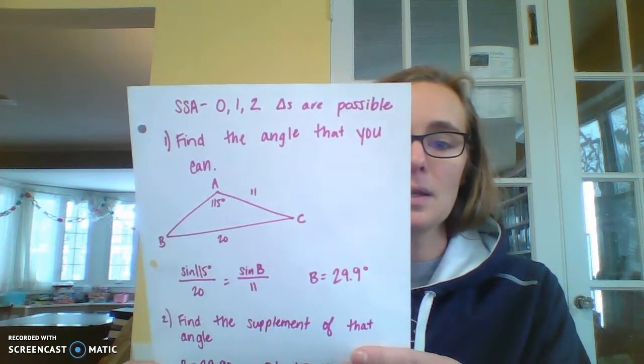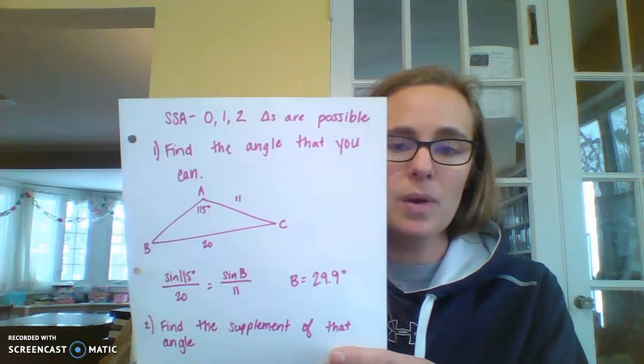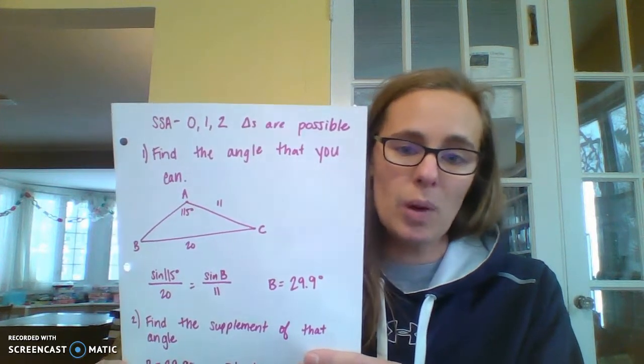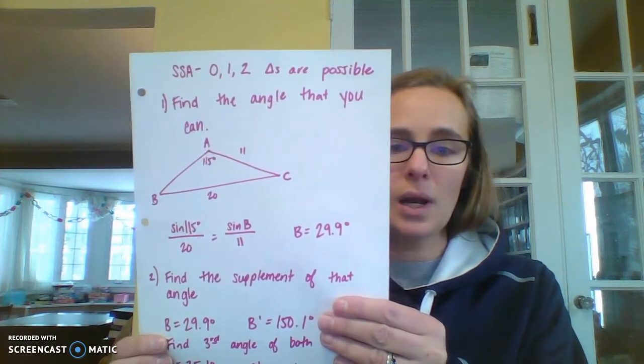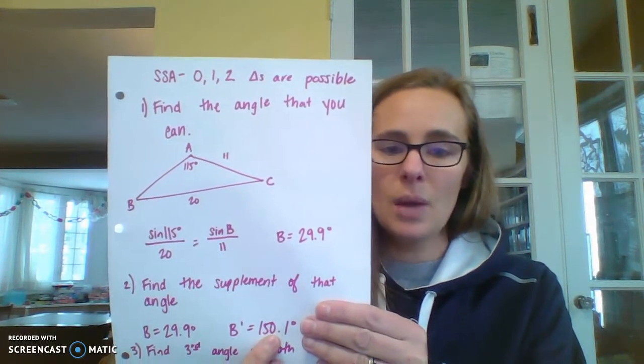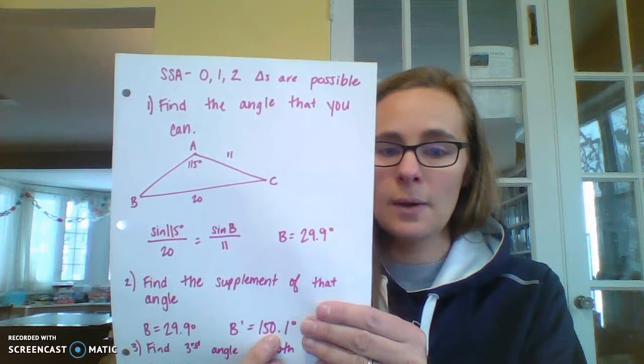The next step is find the supplement of that angle. So remember, supplement is when they add up to 180 degrees. So again, pause, find the supplement, come back. So you should have that B then is 29.9 degrees, B prime. The supplement is 150.1 degrees.